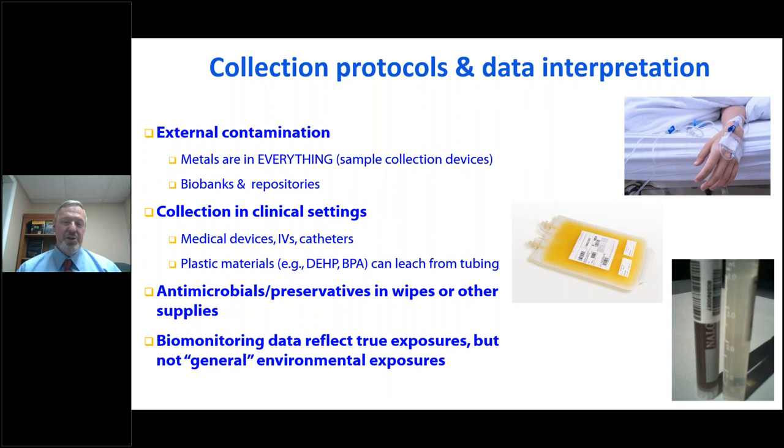So one of the things that we do actually is we test every lot of tubes, urine cups, butterflies, needles, everything to collect the sample and process the sample, and make sure it has low enough concentrations in the collection devices so that there's no bias for these national or any of our studies. Okay.